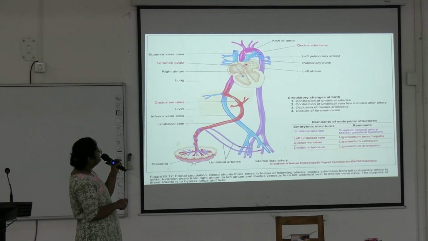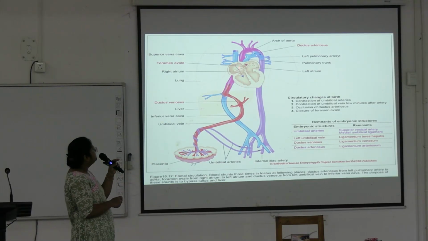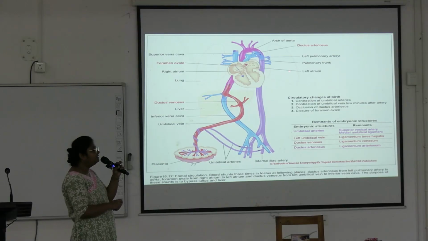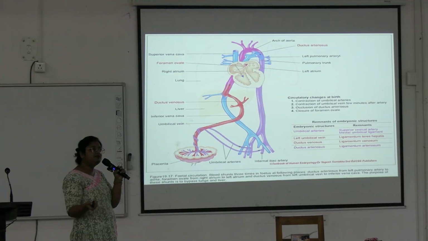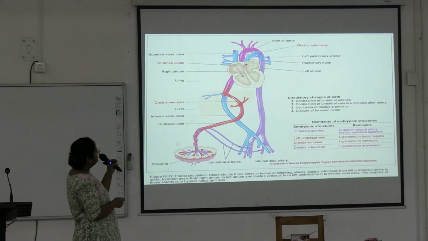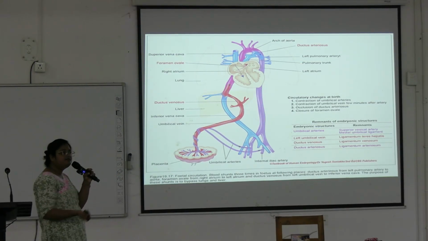And the rest of the blood which was entering into the right ventricle is entering through the pulmonary trunk, and here another shunting is occurring. Most of the blood enters via the ductus arteriosus from the pulmonary trunk into the aorta, and a very small amount of blood goes to the pulmonary circulation for the development of the lungs. Most of this blood is distributed to the rest of the body through the aorta and its different branches.